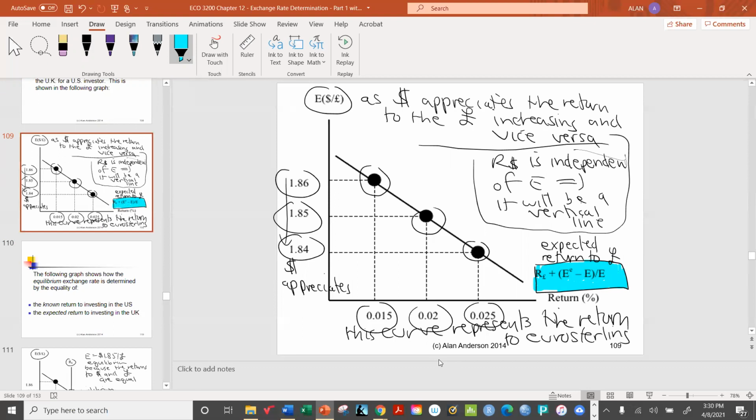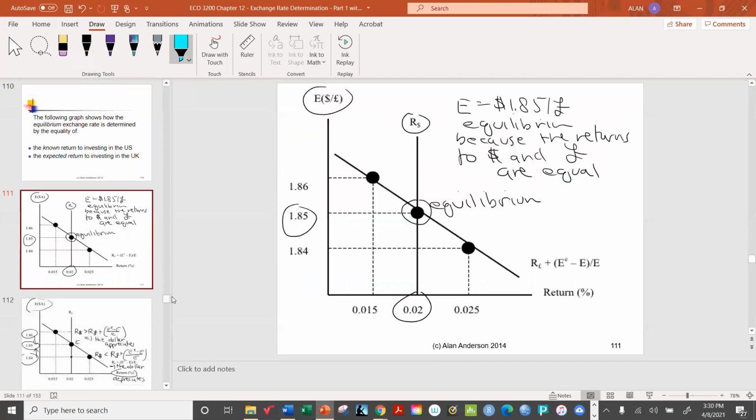Now the return to dollars is easy. Basically, the return to dollars is not affected by this exchange rate. It's a fixed constant. So therefore it will be a vertical line. And remember, it was 2%. So this is the return to dollars, or euro dollars, I should say. And down here is the return to euro sterling. And so where they cross, of course, is our equilibrium exchange rate and our equilibrium rate of return. That's where they cross. This is it. And this is what we saw earlier with our calculations.